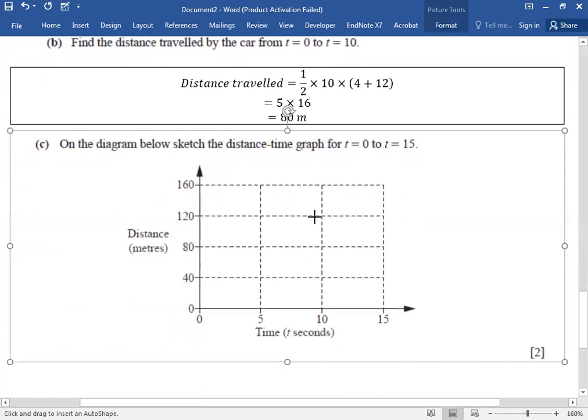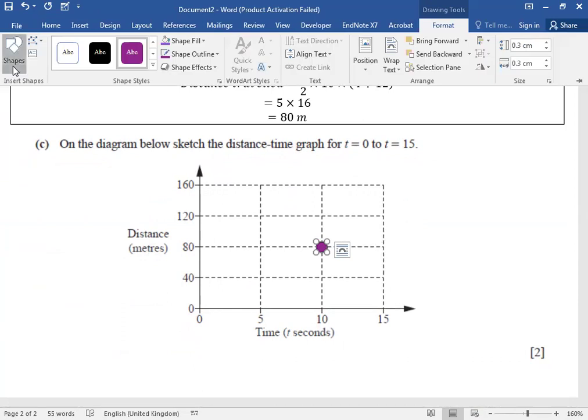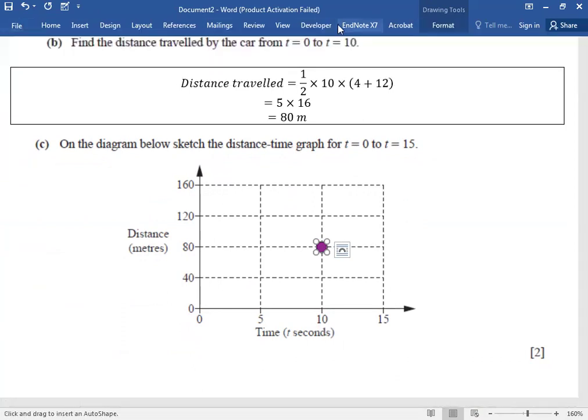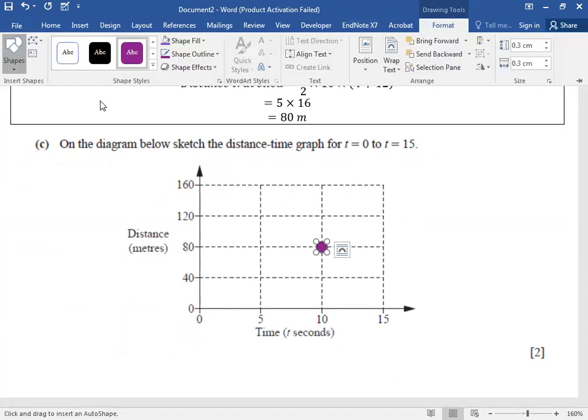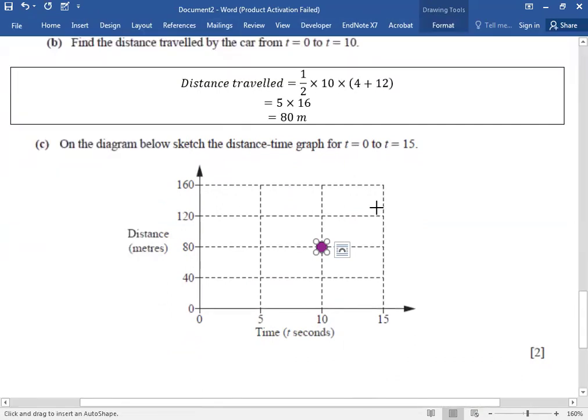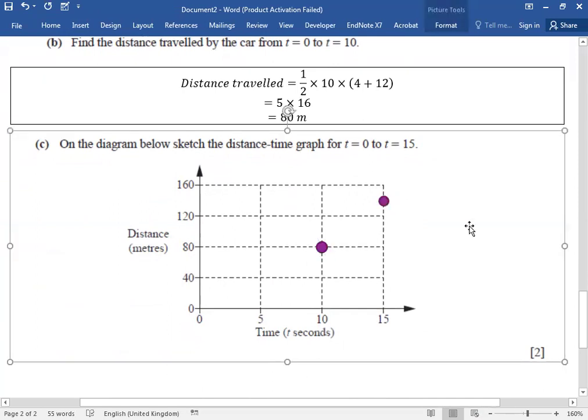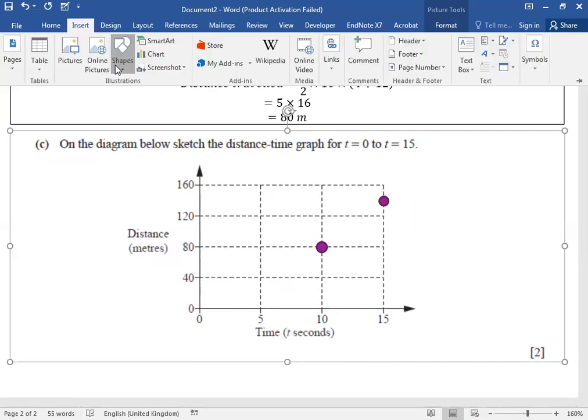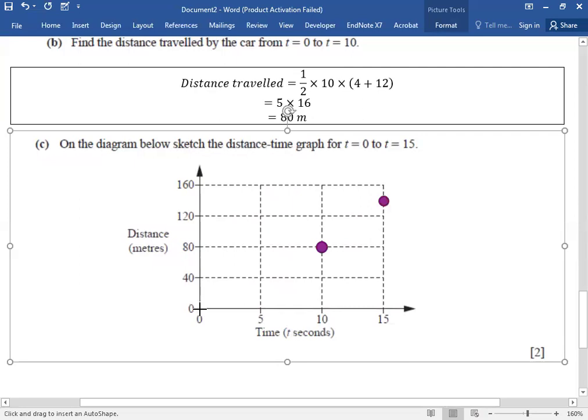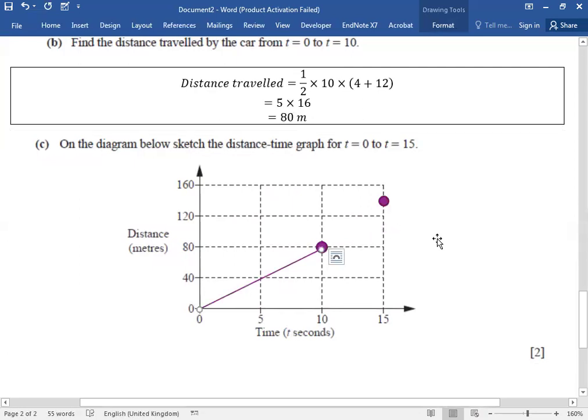After 10 seconds, the distance is 80. Is that right? And after 15 seconds, the distance is 140. Is that right? And 0 पर distance is 0, obviously. So first, let's see what हम सोचेंगे again. What should we do? If I start from this and I join this line, पहले तो इस बारे में बात करते हैं. What does it show us? The distance is increasing.